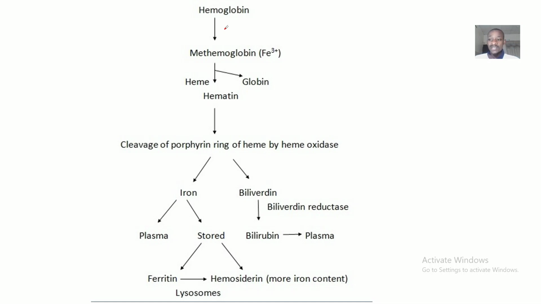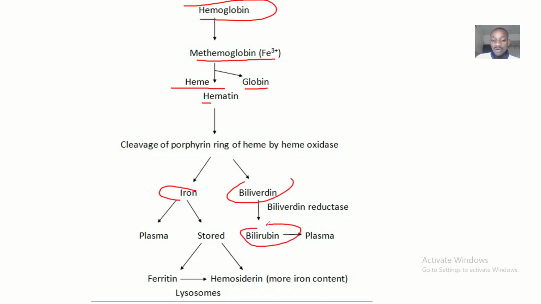Basically, this is the breakdown of hemoglobin in blood. Let us just have an overview of this picture before we go into the lecture properly. You could see that hemoglobin is converted to methemoglobin. Methemoglobin is broken down into heme and globin, and heme becomes hematin. There's cleavage of the porphyrin ring of heme by heme oxidase. Now there's breakdown of this hematin into iron and biliverdin. Biliverdin is converted into bilirubin, and this bilirubin goes into plasma.